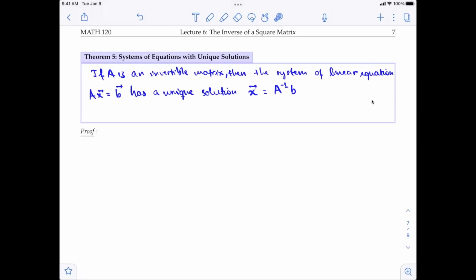And to obtain X, we're going to do a similar procedure as we did in the last example, where we do the left multiplication on both sides of the equation by A inverse. And we're going to see that in a minute here in the proof. So the proof. Since A is an invertible matrix, A is a non-singular matrix.